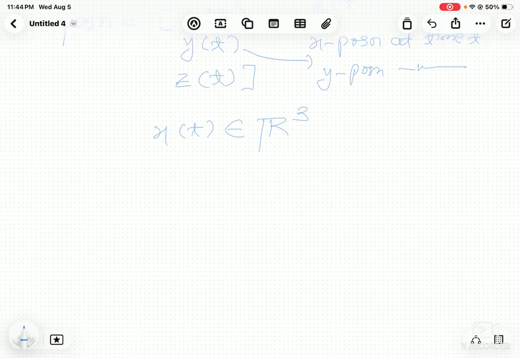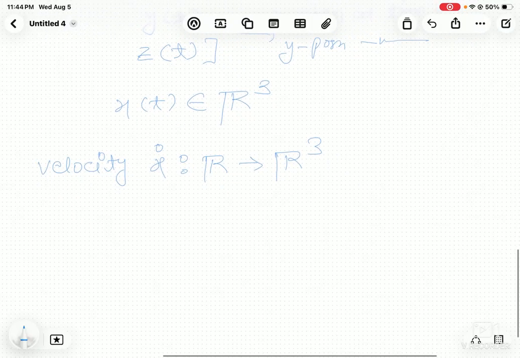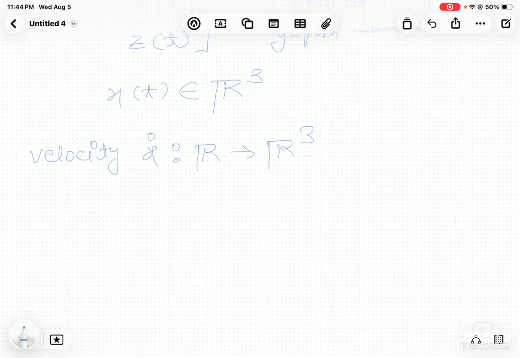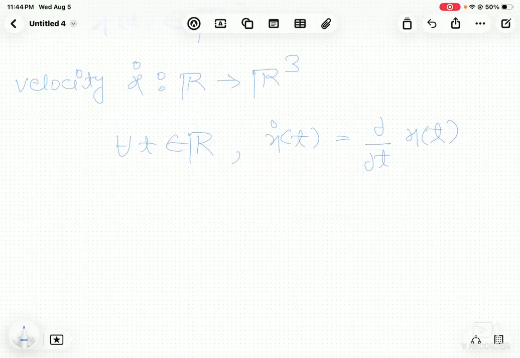Now, if we want to calculate the velocity vector, which I will represent here as x derivative, it will also be a vector space in third dimension. So its derivative will be like d by dt x(t). We are simply differentiating the position vector.